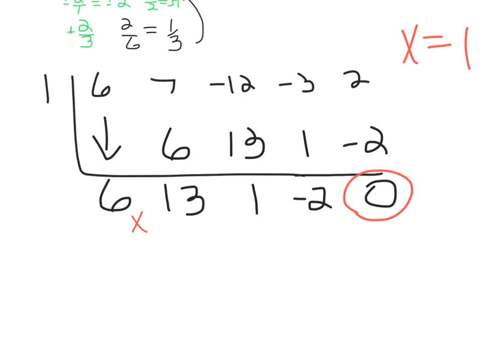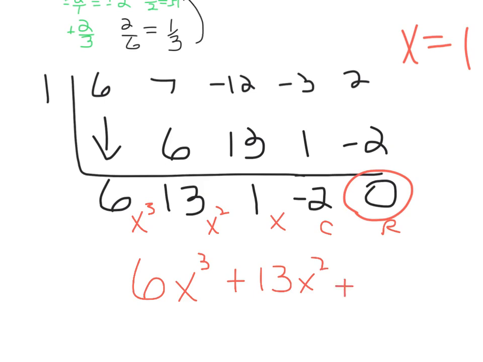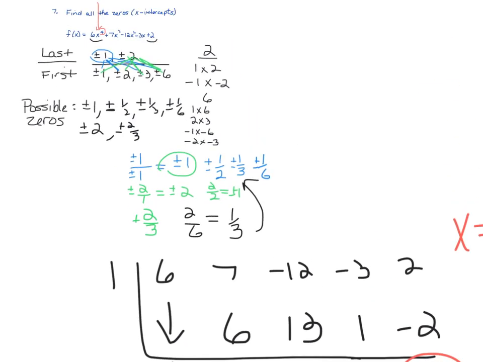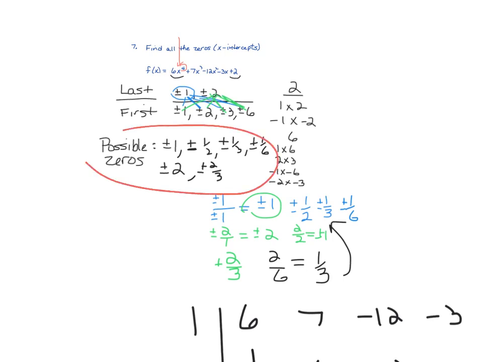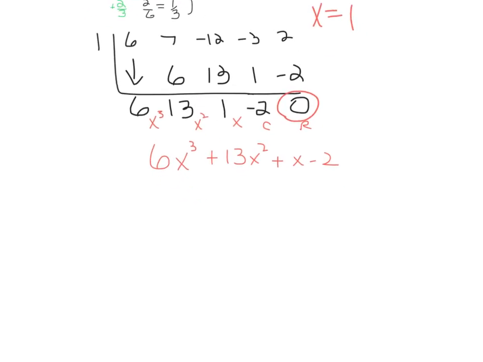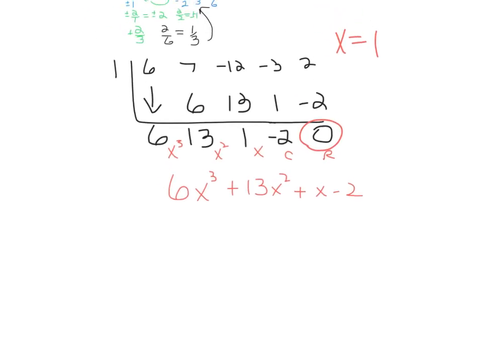And actually this will become x to the third, x squared, x, constant remainder. So again, I still don't have something that I can factor. So I need to do a synthetic division again, trying another number. So trying one of these. So again, I've already done the work. So the next 0 I'm going to test is negative 2.